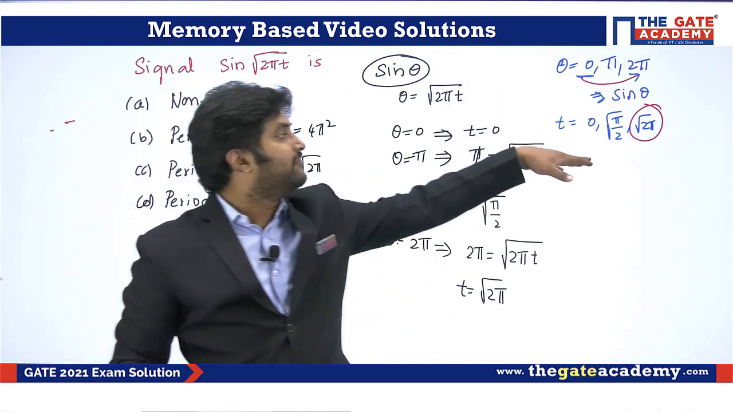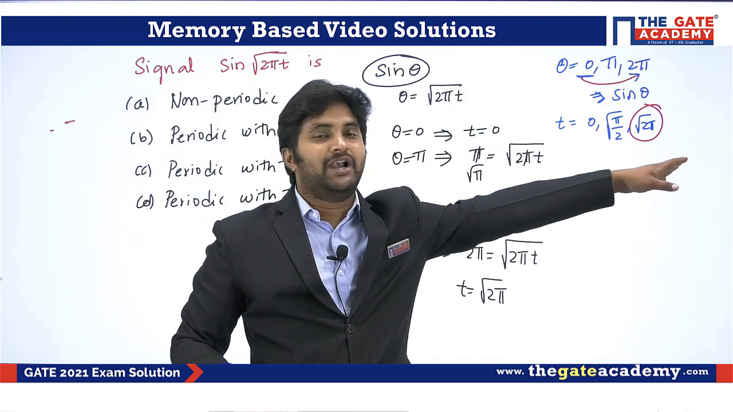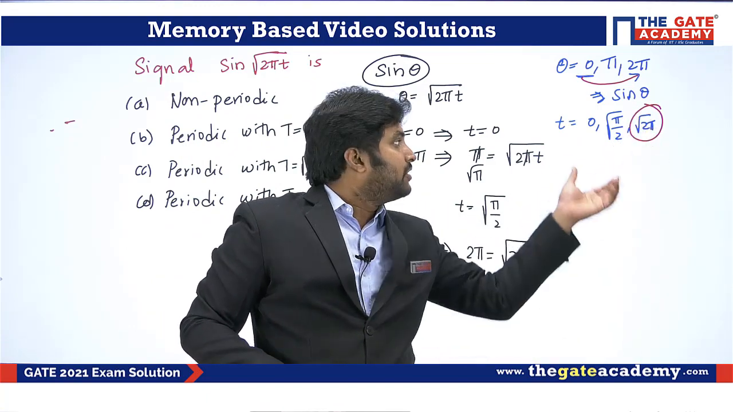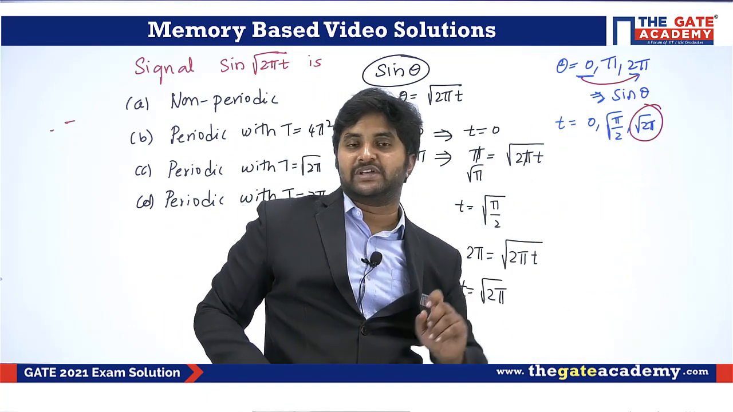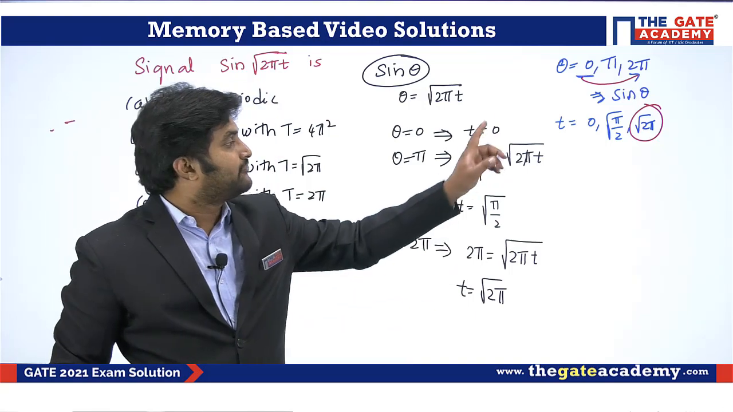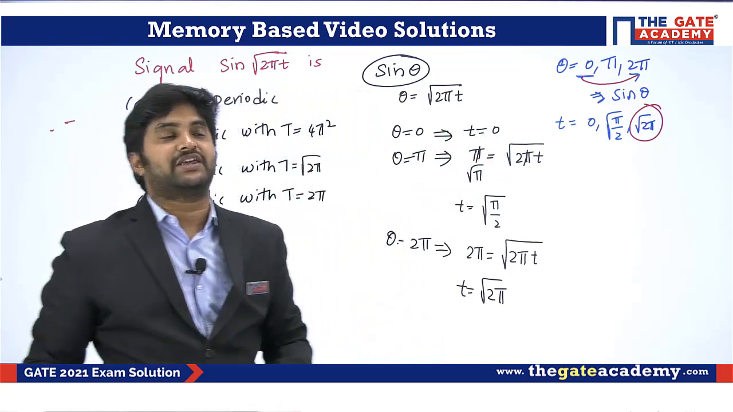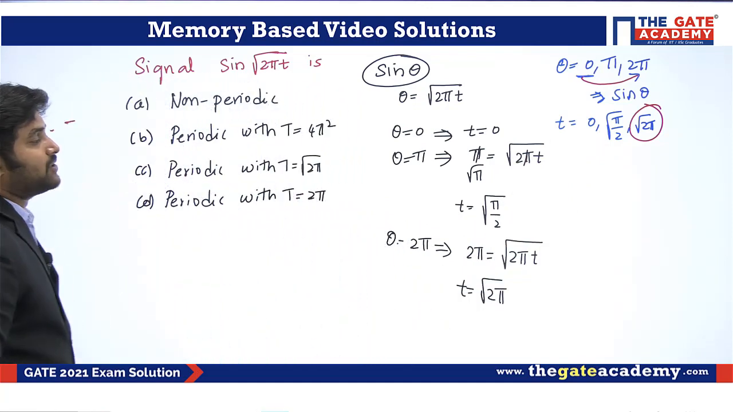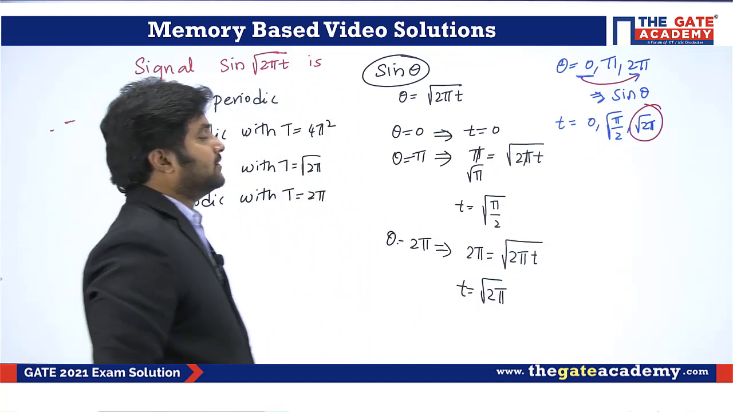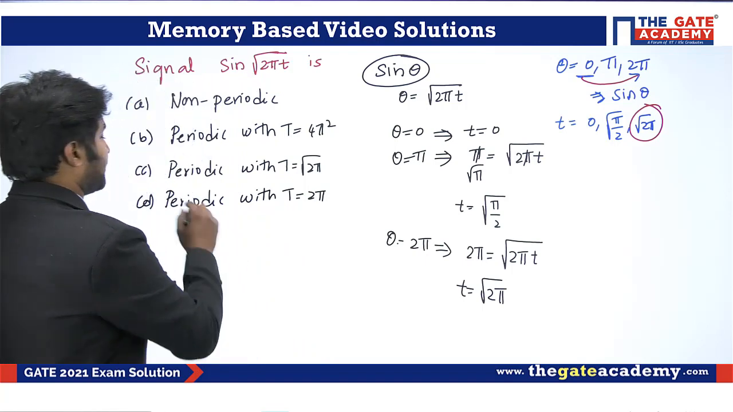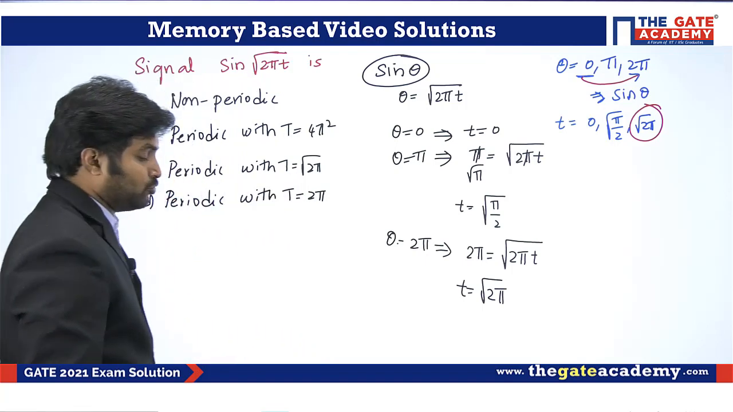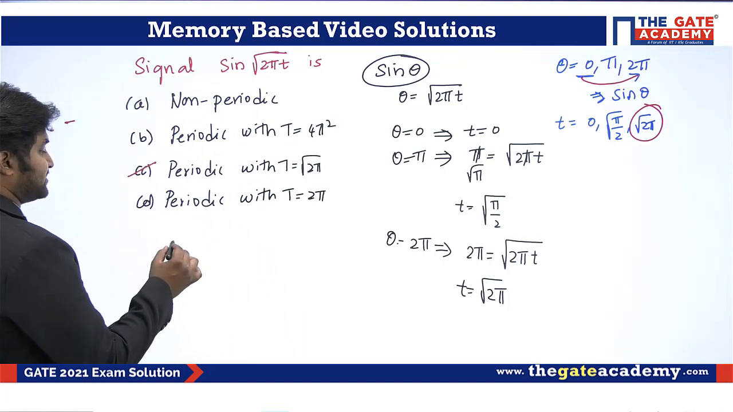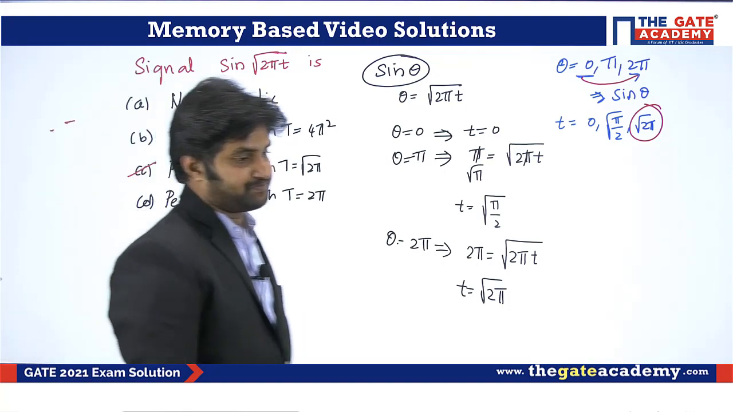So correspondingly, we have the value of t equal to 0, and correspondingly, we are going to have a value of t equal to root 2 pi. So here it's a half cycle and here it's a full cycle. So the period here, because we have to find it in terms of t, is going to be equal to root 2 pi. So the answer for this question is periodic with the period of root 2 pi. So option C is the correct answer for this question.